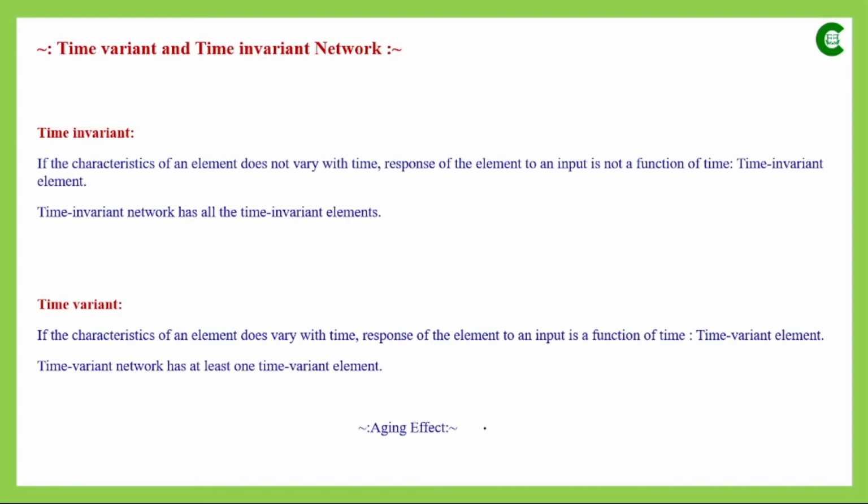It may not vary with time, but it may also sometimes happen that with time the performance of the same element may degrade or change. This type of phenomenon is called the aging effect. So with age the performance of the element may degrade. In that case, it will be a time variant element, and if it is in a network, then that network will be referred to as a time variant network. So in case of time variance or invariance of a network, the aging effect plays an important role.